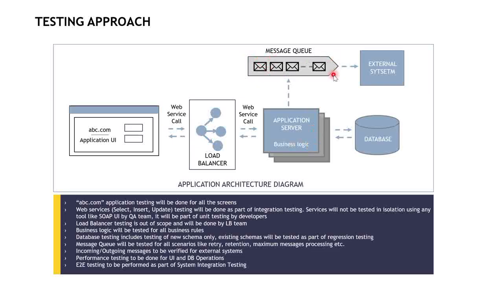There will be certain messages in the message queue. So we'll test the retry mechanism, retention mechanism, how many messages can be processed. We will test the communication between the message queue and the external system. This is what is written here. We will do performance testing of the UI, the database and the application server. So you can just add those bullet points. Once you have an architecture diagram or some sort of visualization in front of you, then you add a commentary on it about what you're going to test versus what you're not going to test. It is going to be very easy for your audience and your team to understand what my testing approach is and what my testing scope is within it.